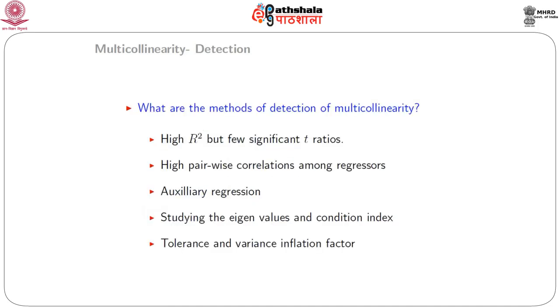So, here is a list of the methods of detection of multicollinearity that we will be looking at in this module. They are high R-square but few significant T ratios when we fit a linear model to a multicollinear data, high pairwise correlations among the regressors or predictors, fitting of auxiliary regression equations to the predictor variables, studying the eigenvalues and the condition index, and computing tolerance and variance inflation factor and looking at the rule of thumb cutoffs for these conditions to detect multicollinearity.